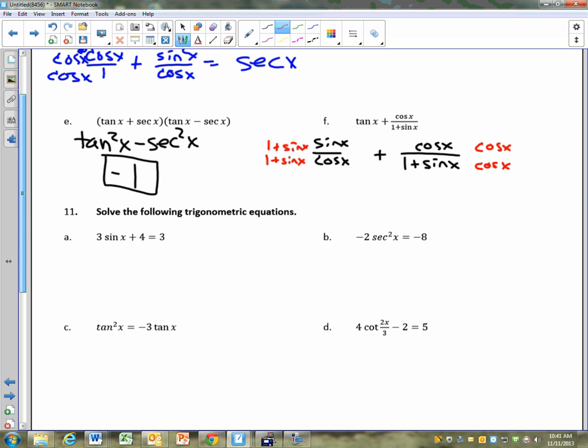It's all coming back. Sine of x plus sine squared plus cosine squared all over cosine of x times 1 plus sine of x, right? Well, what's sine squared plus cosine squared? So you get 1 plus sine of x in the top, which will cancel with the bottom. You get 1 over cosine, which is secant. Awesome.